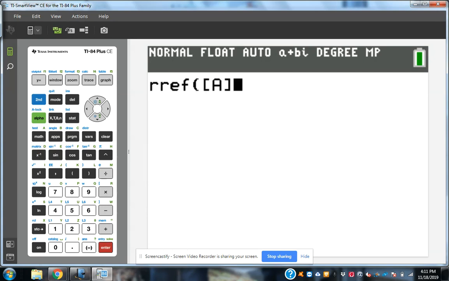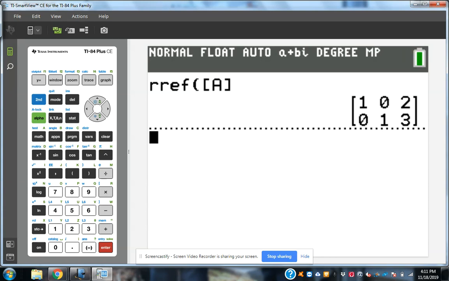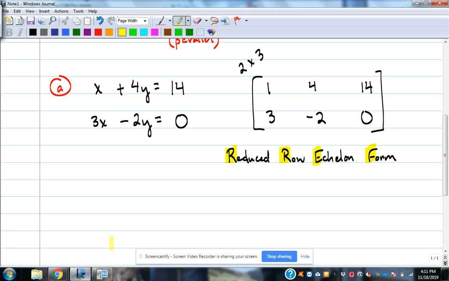You can close the parentheses if you want to. You don't have to. Just hit enter. And it cranks out a 2x3 matrix that looks like that. So I'm going to write that down. 1, 0, 2, 0, 1, 3.